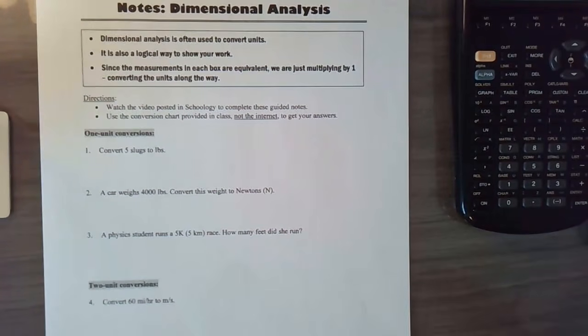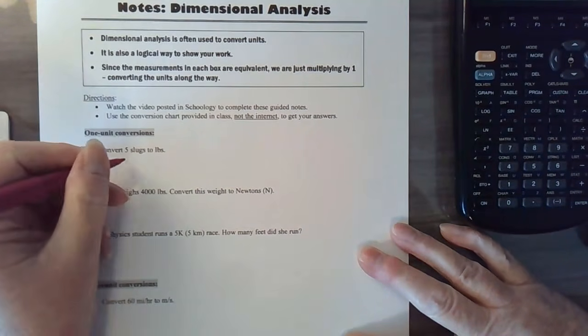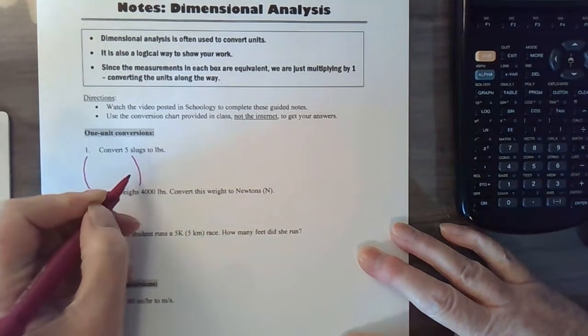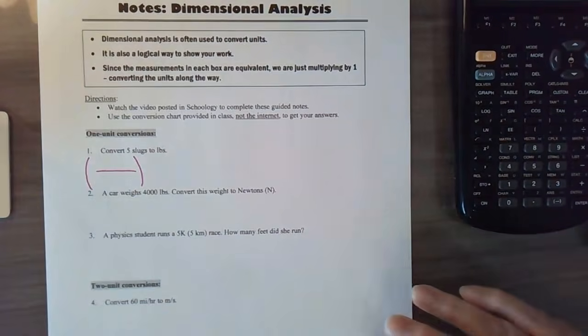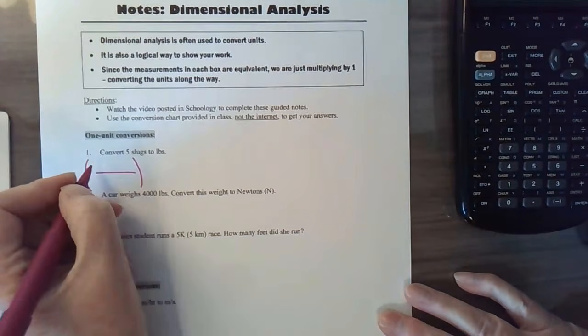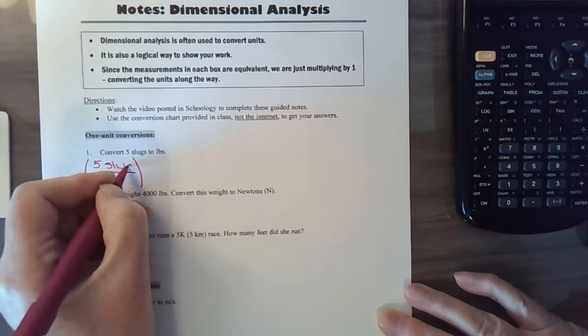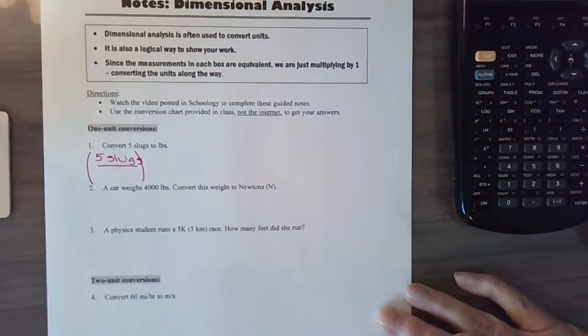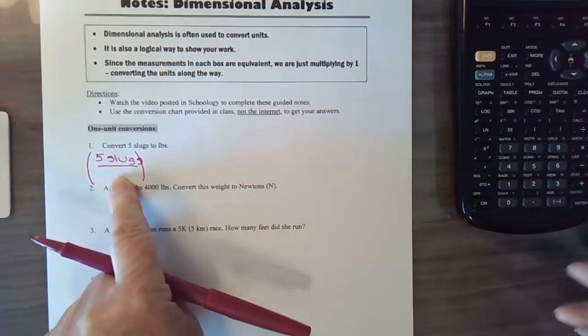All right, the first thing we're going to do is convert 5 slugs into pounds. To do that, we use a format that looks like a fraction. So I'm going to do parentheses and put a fraction bar in there. And we are going to convert 5 slugs, so I'm going to write that down in the numerator, 5 slugs. And the denominator is going to be blank.